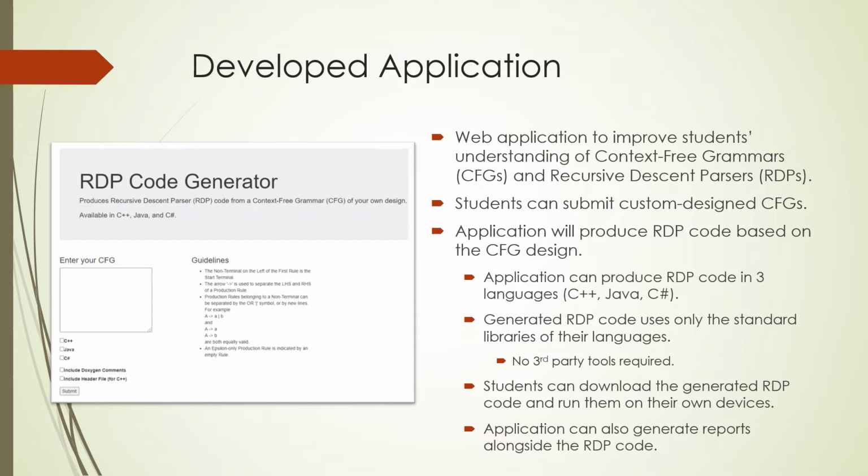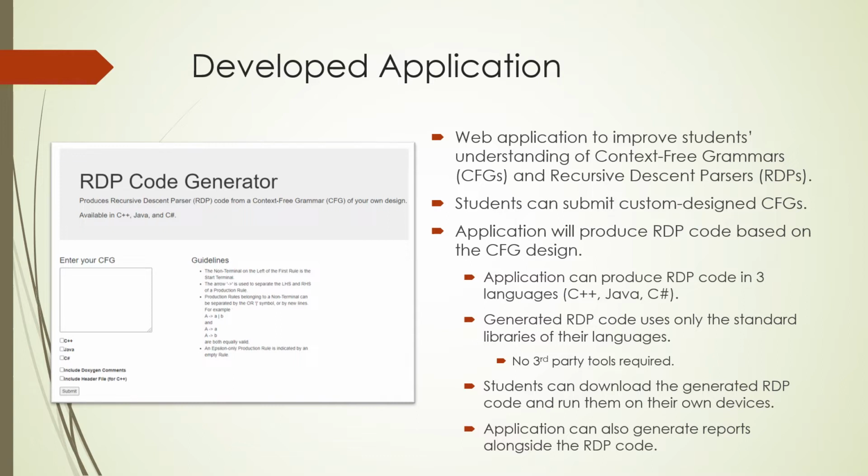For context, a CFG includes a structured set of grammatical rules that describe the syntax of a programming language, while an RDP is a program designed to parse source programs based on the rules of a particular CFG. Students can submit CFGs of their own custom design, and in return, the application will generate RDP code based on the specification of the CFG. Students can download the RDP code and run them on their own devices.